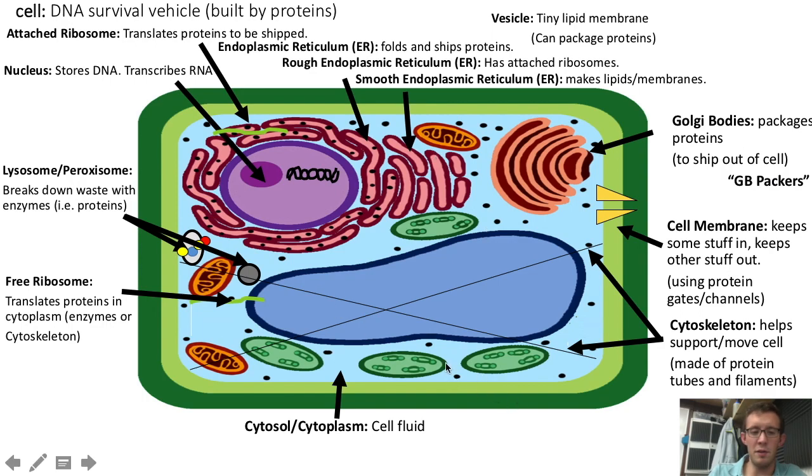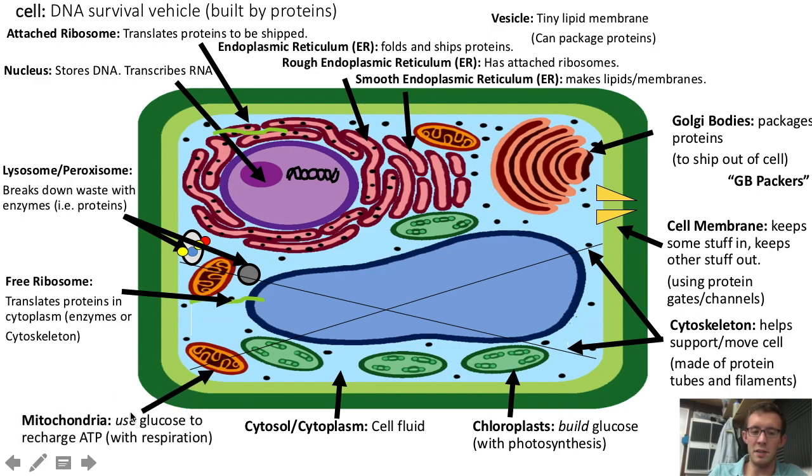Now there's a couple of other tools that help power this process. For instance, in plant cells, there are chloroplasts, which help build the sugar that the cell runs on. The mitochondria are the stuff that actually use that sugar to recharge ATP in the cell. And last, there are vacuoles that store supplies that the cell needs. So for instance, plant cells are known for very large water vacuoles. But vacuoles can also store other stuff like food or enzymes.